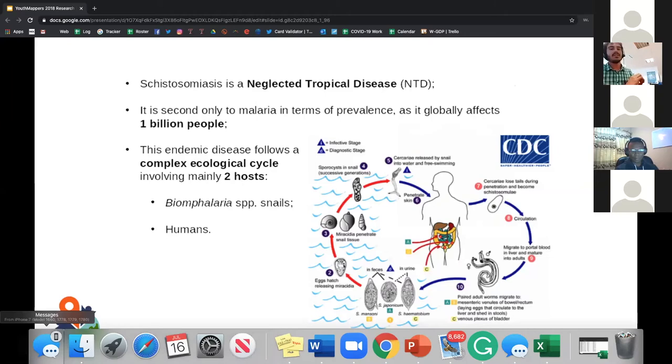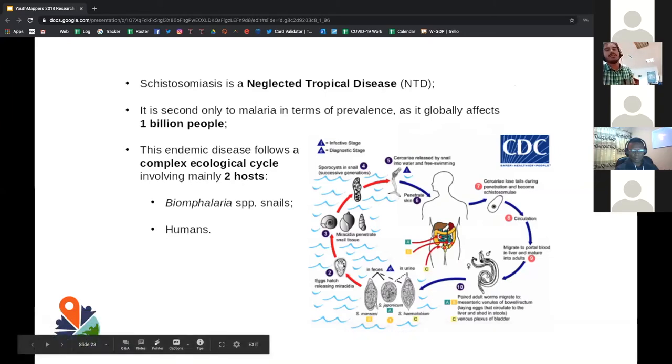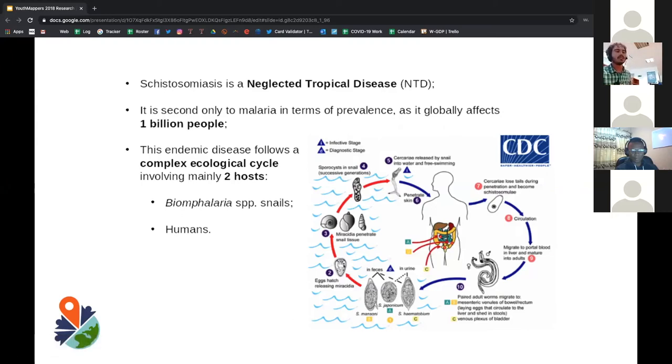So, schistosomiasis is a neglected tropical disease. This means that this disease is still present in poor places of the world, like in Africa and in Asia, but it has been eradicated in richer places like Europe and the USA. Schistosomiasis is second to malaria in terms of prevalence, as it globally affects 1 billion people all around the world. This doesn't mean that everyone has schistosomiasis, but they are susceptible. And also, schistosomiasis follows a complex ecological cycle in which the parasite, the schistosoma, lives in the form of miracidia inside the water.